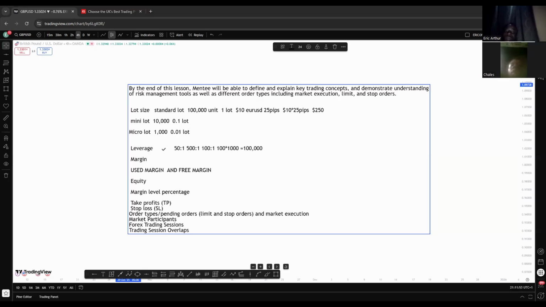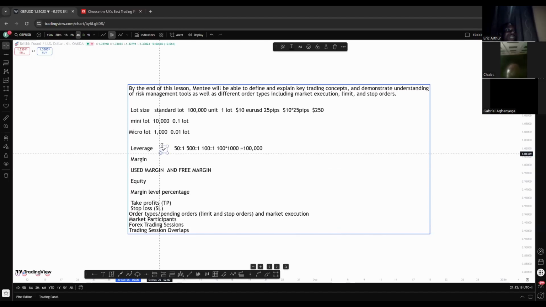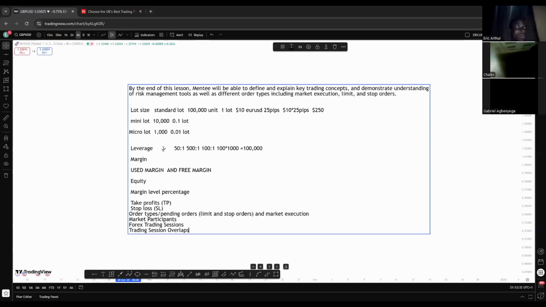I think it is how much money you currently have. Maybe your account balance plus, if you have taken a trade, the profit you get or the loss. So equity is simple: it means the balance of your account, the account balance, plus your floating loss or profit. You get it?